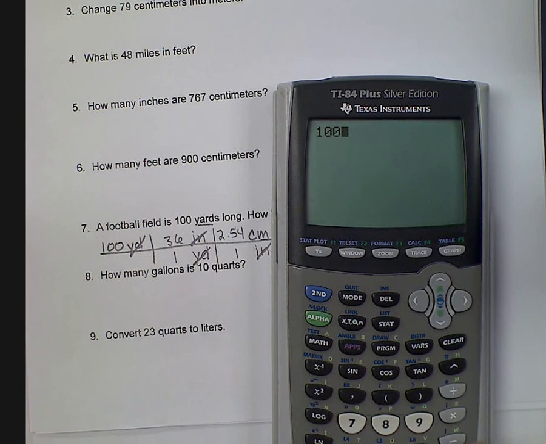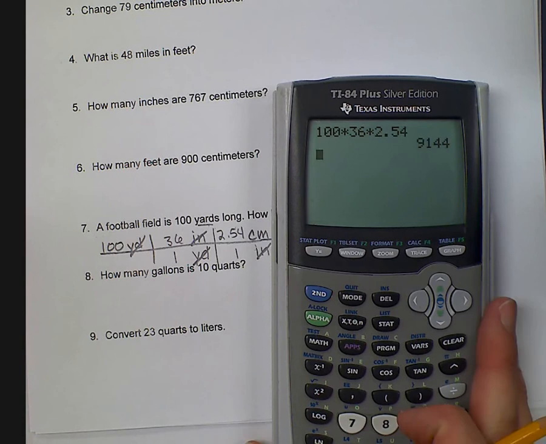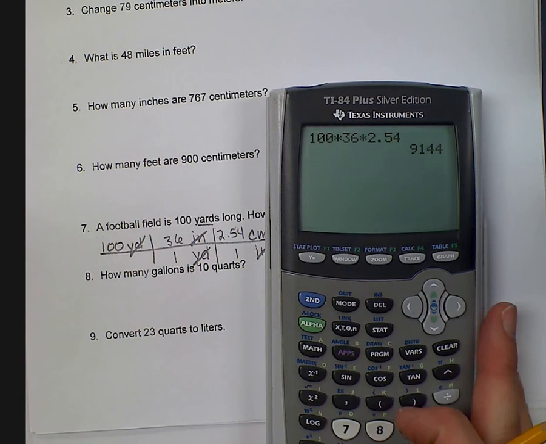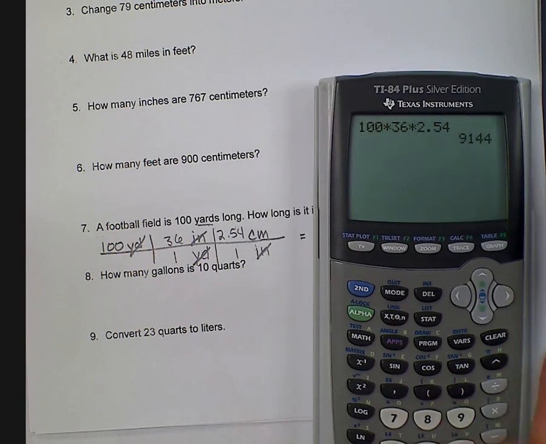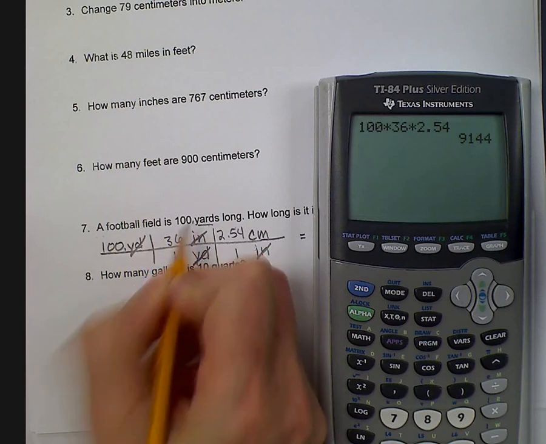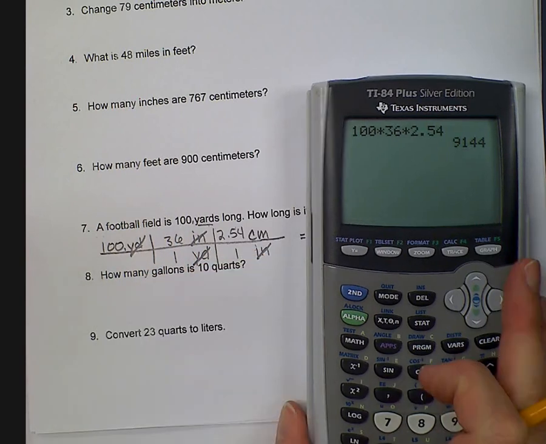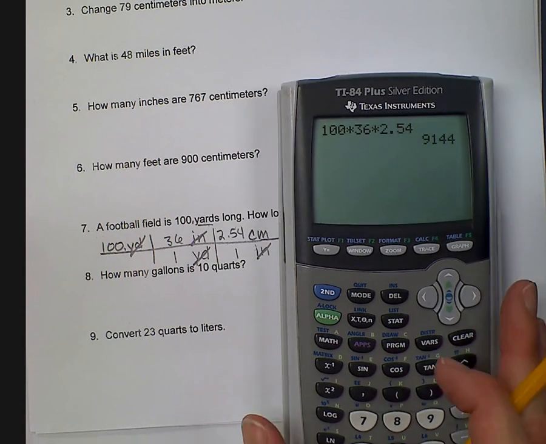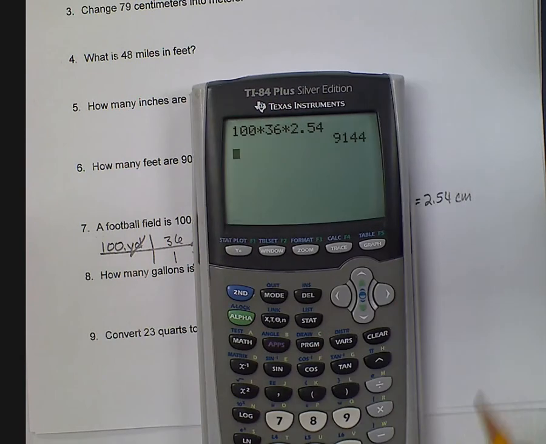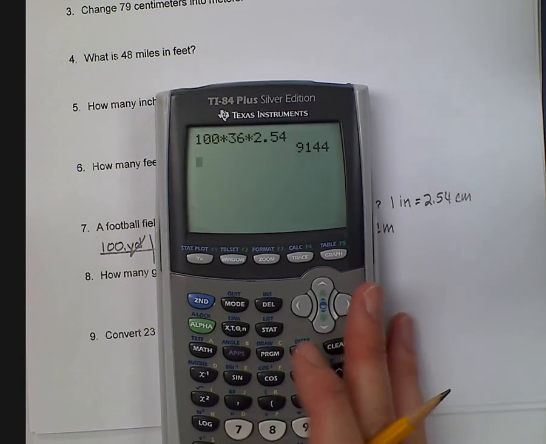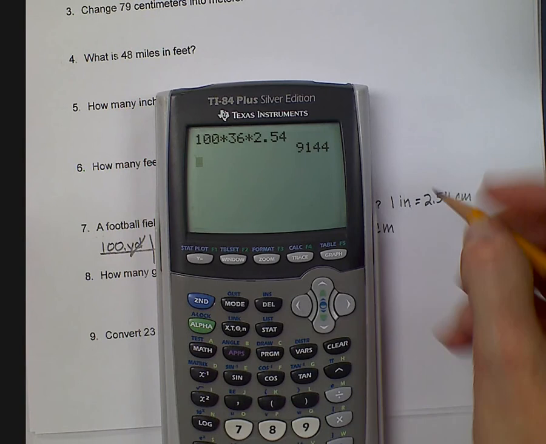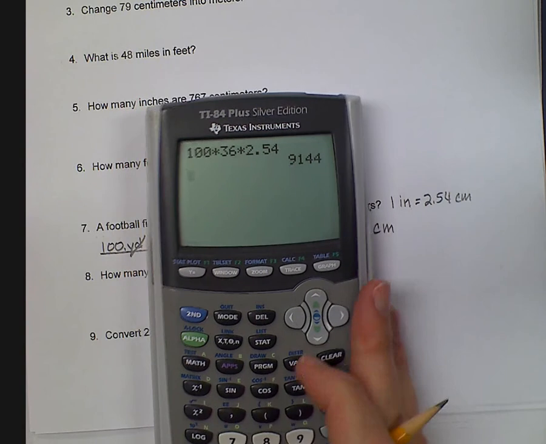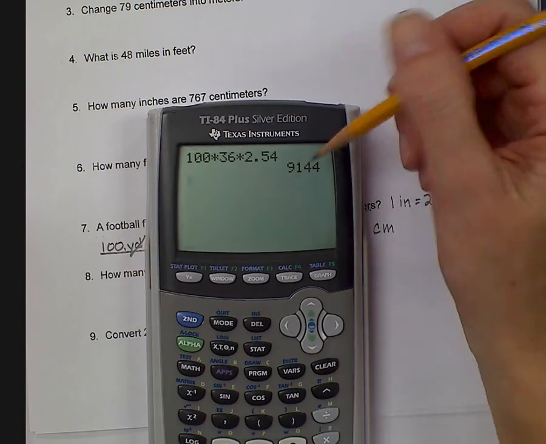So 100 times 36 times 2.54, and we don't have to worry about dividing by the ones. So I get a number of 9144. Now I'm going to go with a decimal after that 100 because we know there are actually 100 yards. It's not an estimation of 100 yards in a football field, or at least our American football field. And so I have at least 3 significant figures if I have that decimal after the 100. So that gives me at least 3 significant figures here.